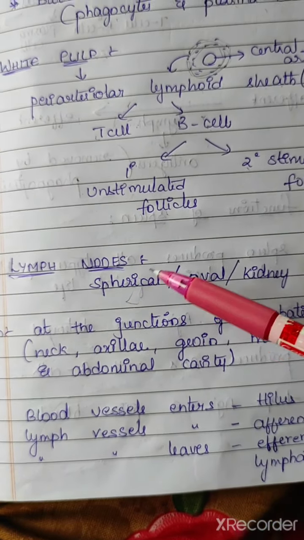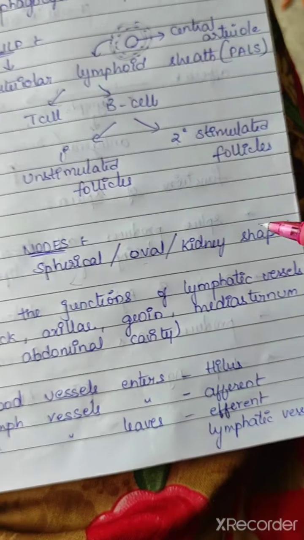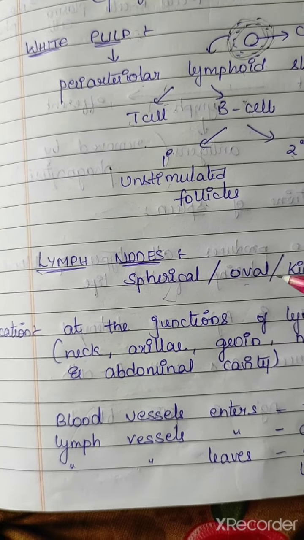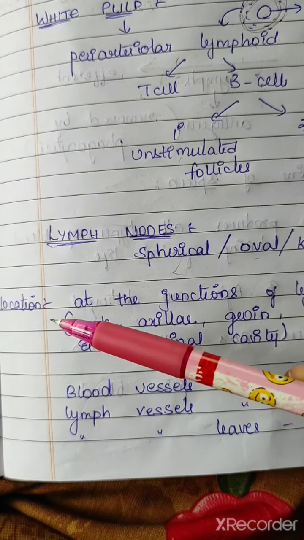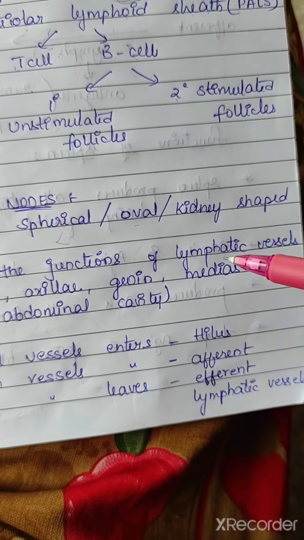Lymph nodes are spherical, oval or kidney shaped. What is the location of lymph nodes? It is located at the junction of lymphatic vessels.